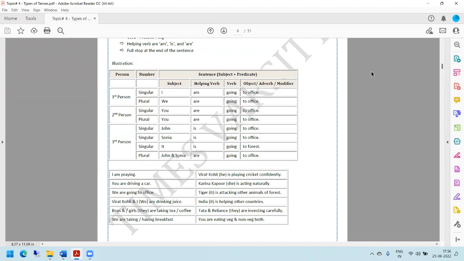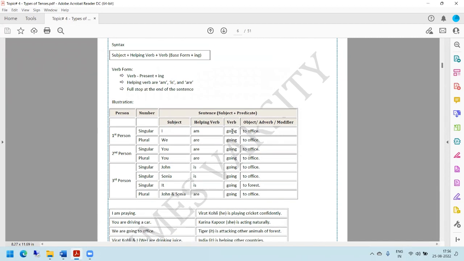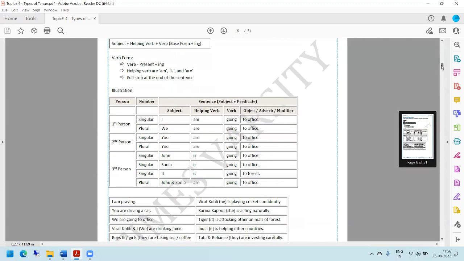So in this present continuous affirmative sentence, you can see that for all pronouns, the ing form of the verb is used, and there is only a change in the helping verb. In this example, the verb go is used. Instead of go, we will use some other verbs and make our sentences.